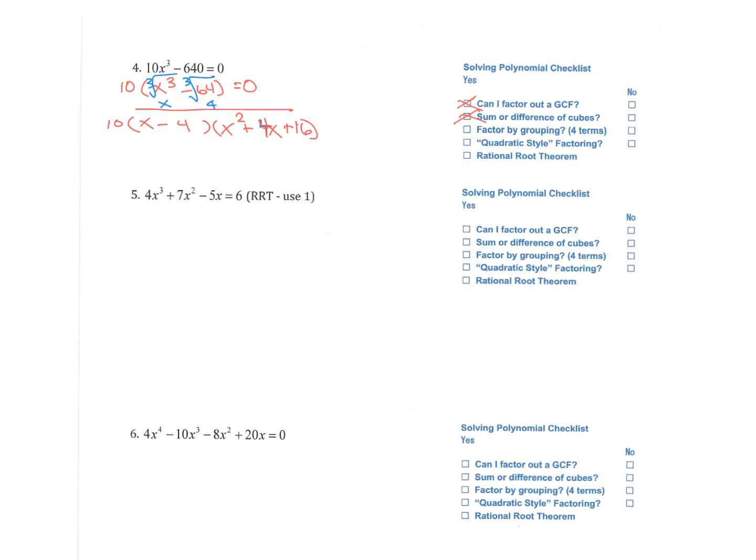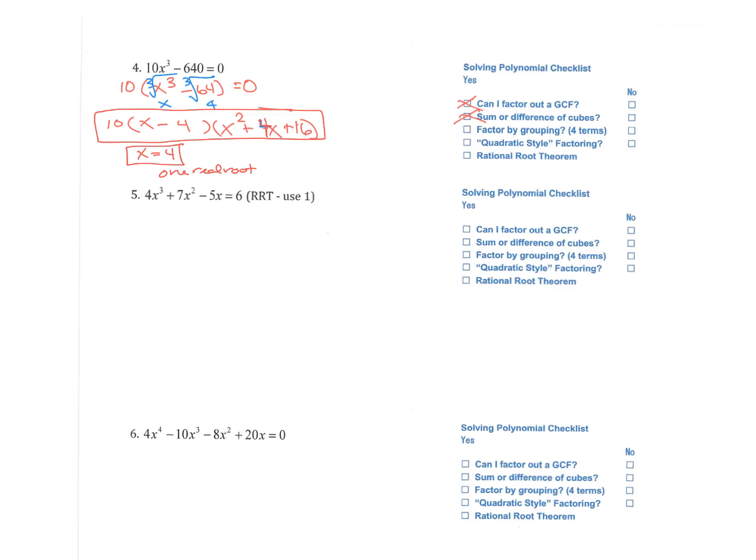You could try factoring x squared plus 4x plus 16 with your diamond, but it doesn't break down. So if I had to factor this, that would be my answer. Let's go find our roots. So from the x minus 4, I get x equals positive 4, and that's 1 real root.